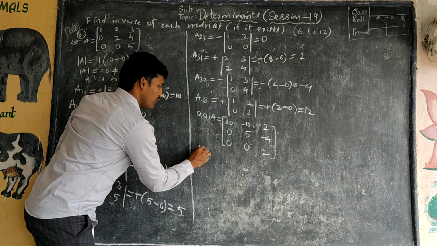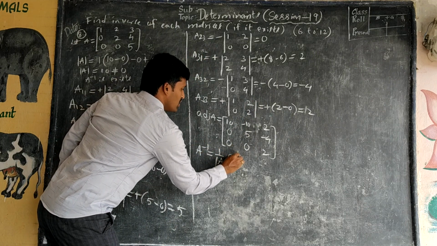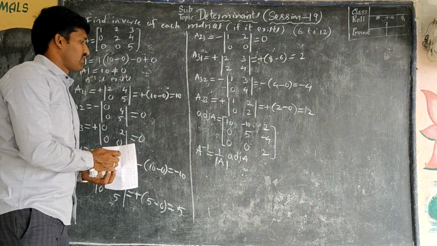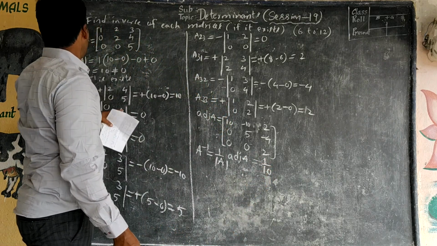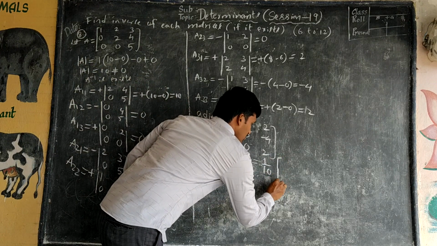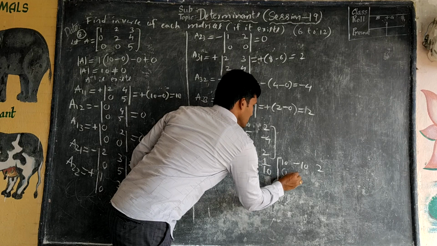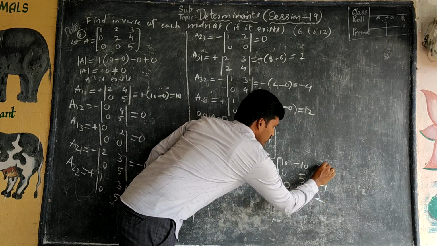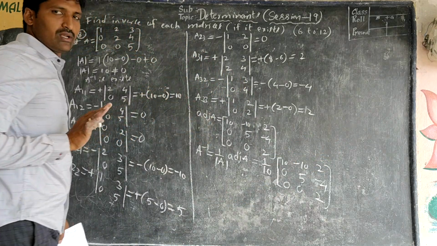Now we know the formula of A inverse. What? 1 by delta A into adjoint A. That is the formula. Just substitute the values: 1 by 10, the delta A value, into the adjoint A matrix. What you got here: 10, minus 10, 2, 0, 5, minus 4, 0, 0, 2. You want me to divide inside by the 10 value, otherwise you can leave it like that, no problem.